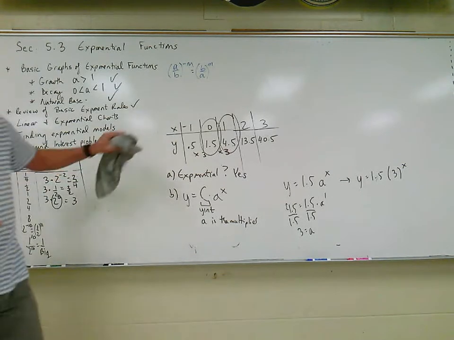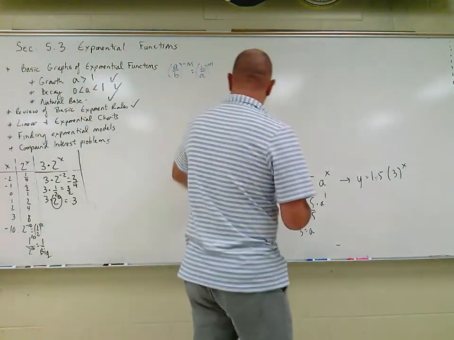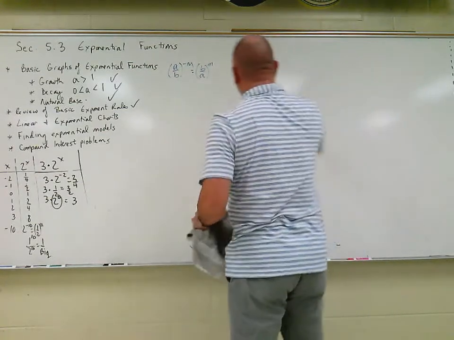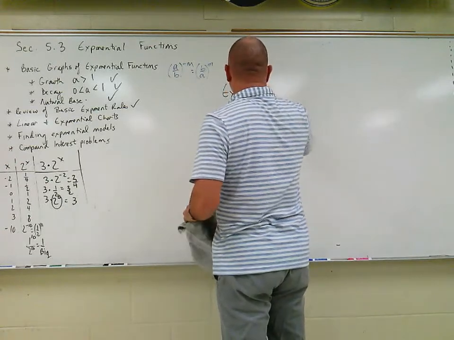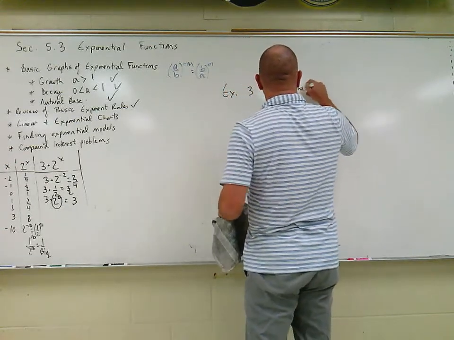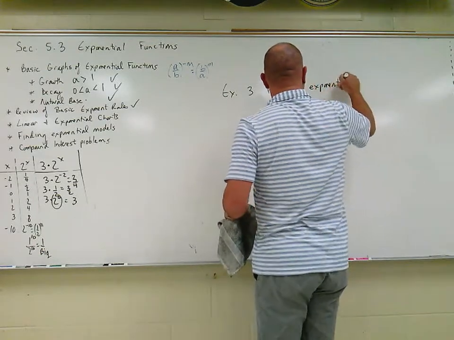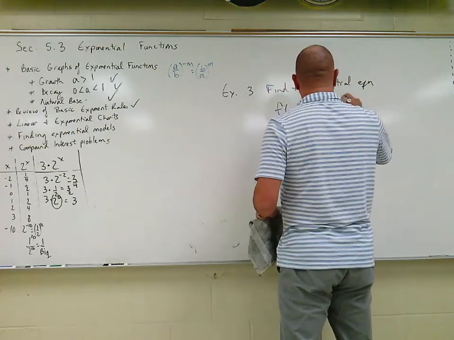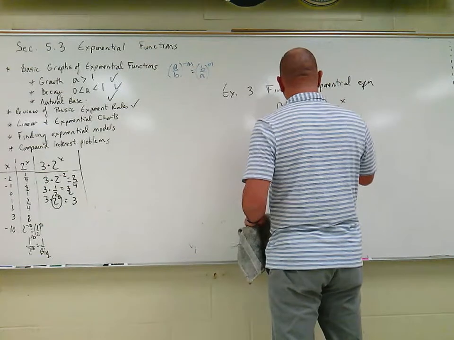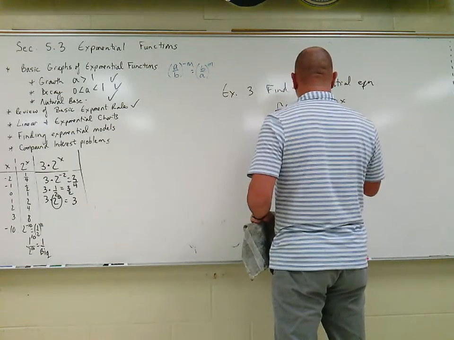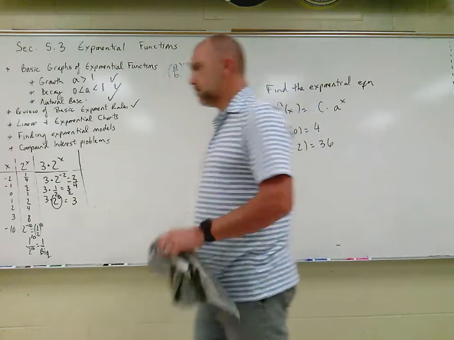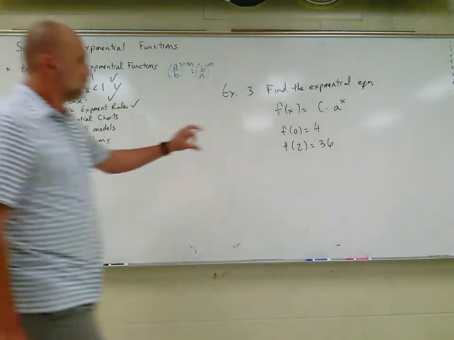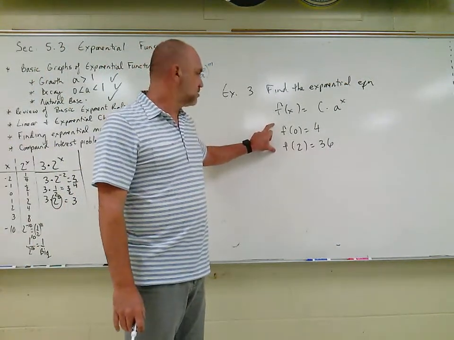Got it? All right, next one. So now we're going to find the exponential equation. We'll call this example 3. Find the exponential equation of the form c times a to the x. And here's what you know: f of 0 is 4, and f of 2 is 36. So I've given you what? Let me rephrase. What does this stand for? What is this telling you?